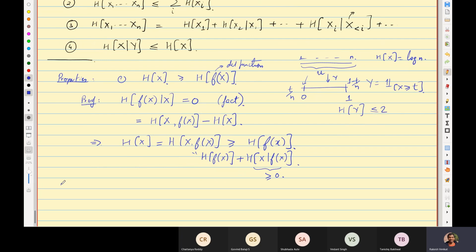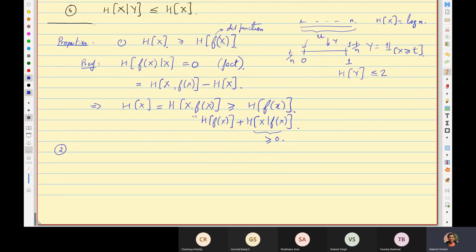The second one that we'll use is slightly more non-trivial, but still makes intuitive sense, which is called Fano's inequality.